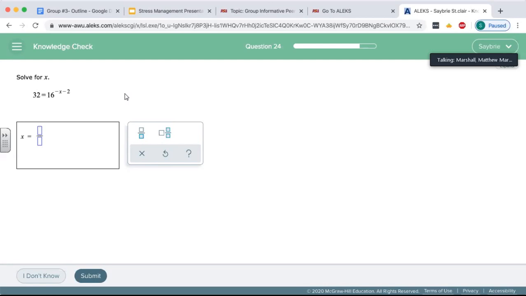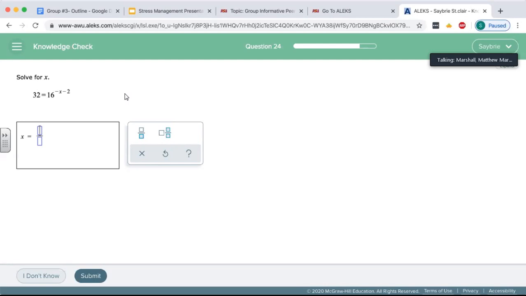You decide to do whatever you want to do. Okay, so don't erase that yet. Log 32 equal log 16 negative x. You were just out there. Weirdo.